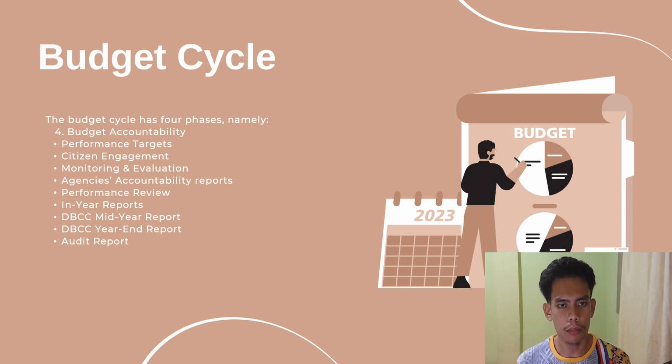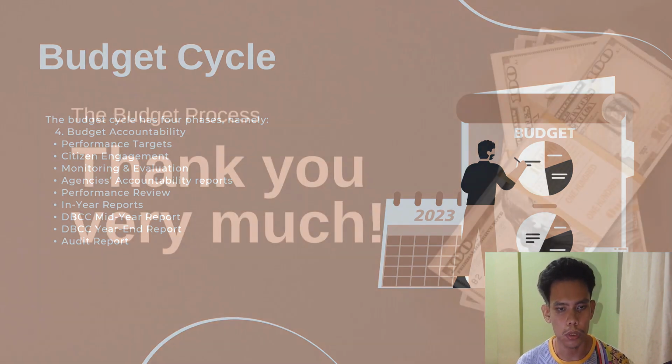Lastly, we have the budget accountability, and under it is also in order: performance targets, citizen engagement, monitoring and evaluation, agencies accountability reports, performance review, in-year reports, DBCC mid-year report, DBCC year-end report, and audit report.